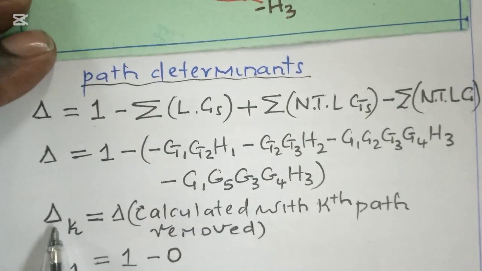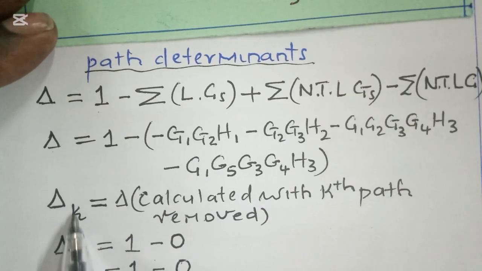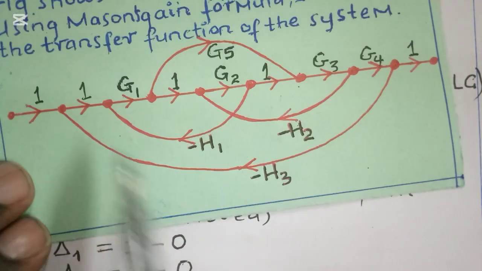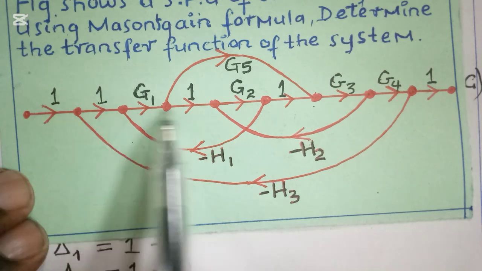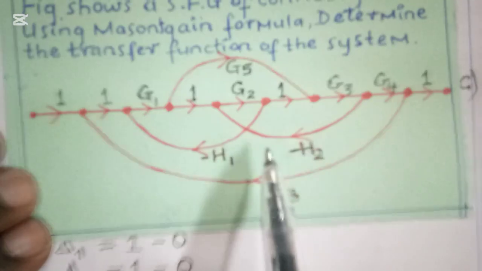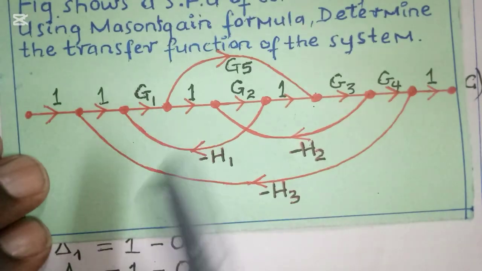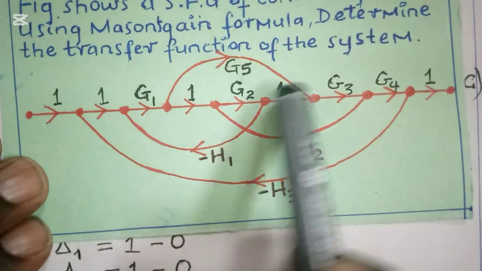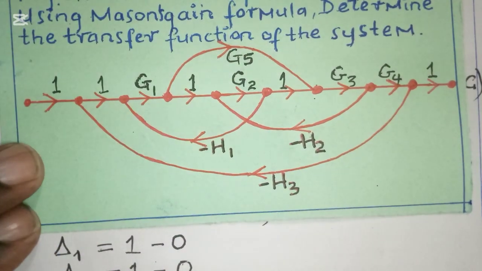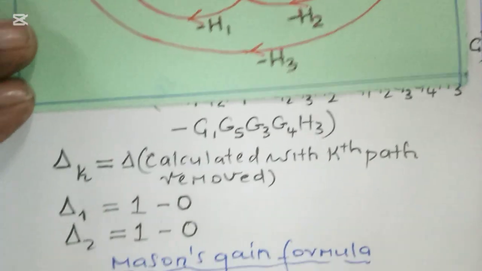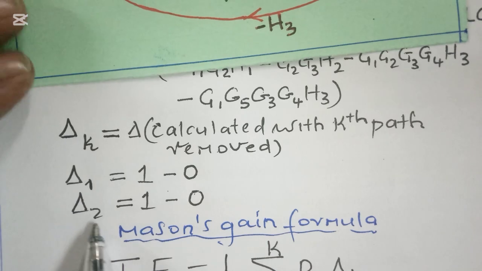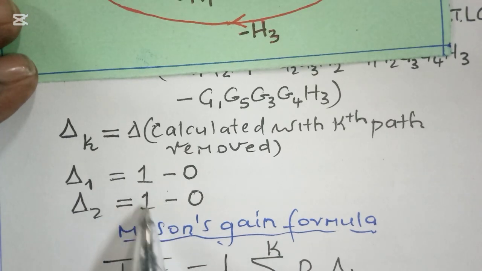Then we have delta k, which is calculated with the kth path removed. If we remove one of the paths, like P1, all the loops will be affected. In other words, we will not have any loops. The loops will be disconnected, not even one will be there. That's why I've written here, guys, delta 1 is equal to 1 minus 0. Even when you go to the other route, path 2, we shall have 1 minus 0.